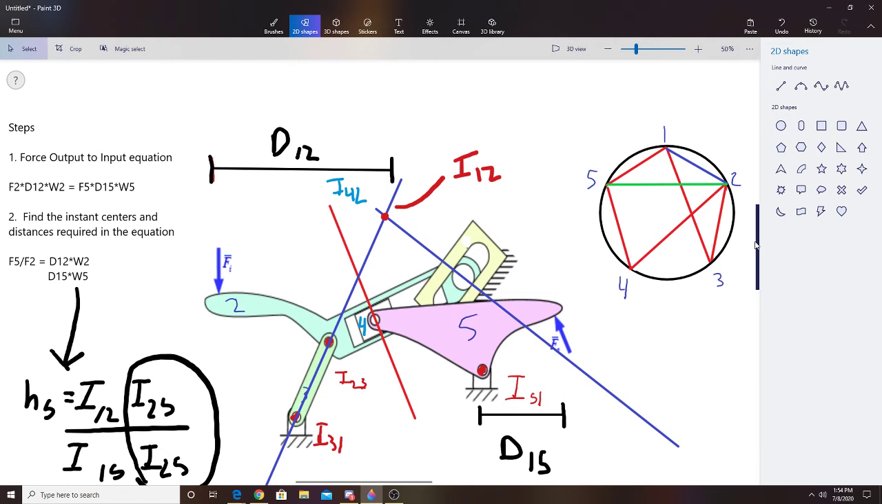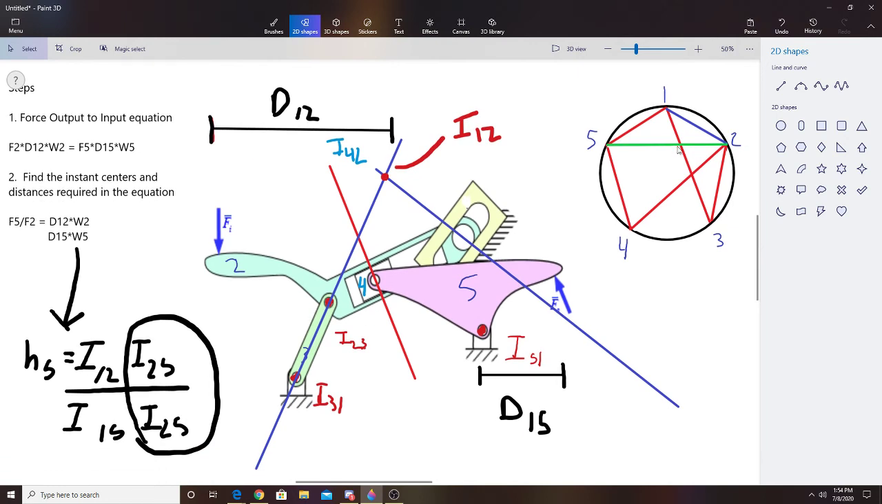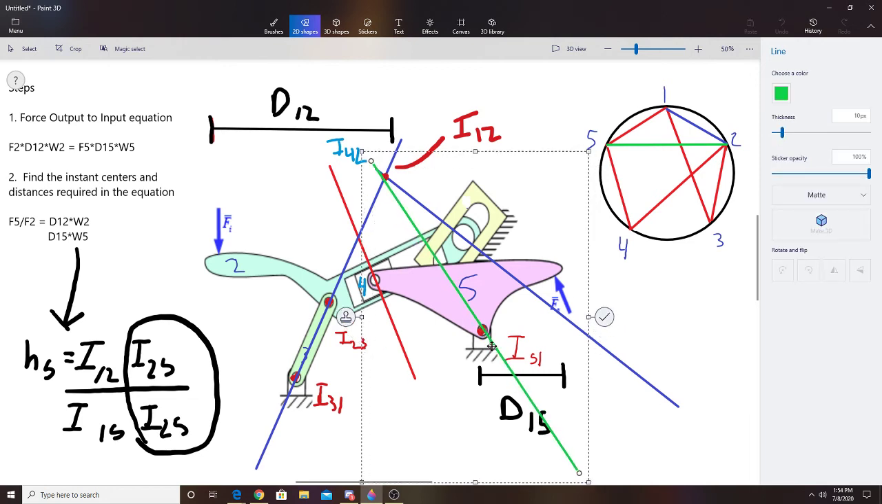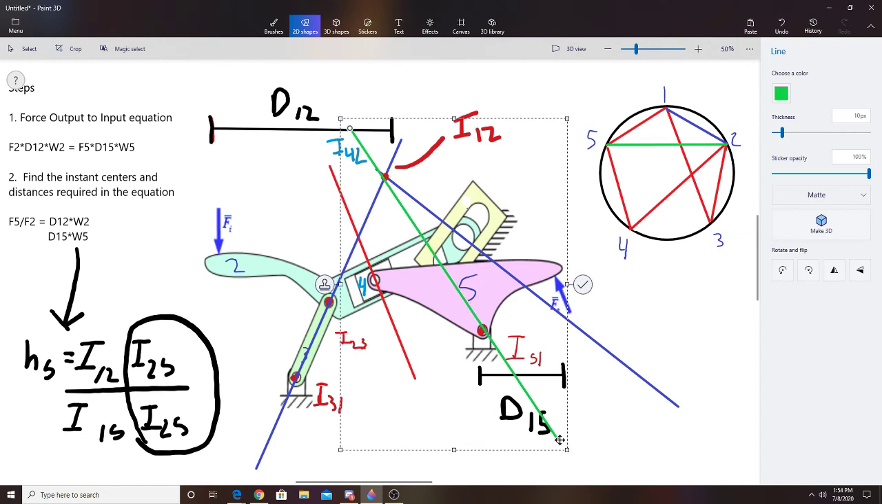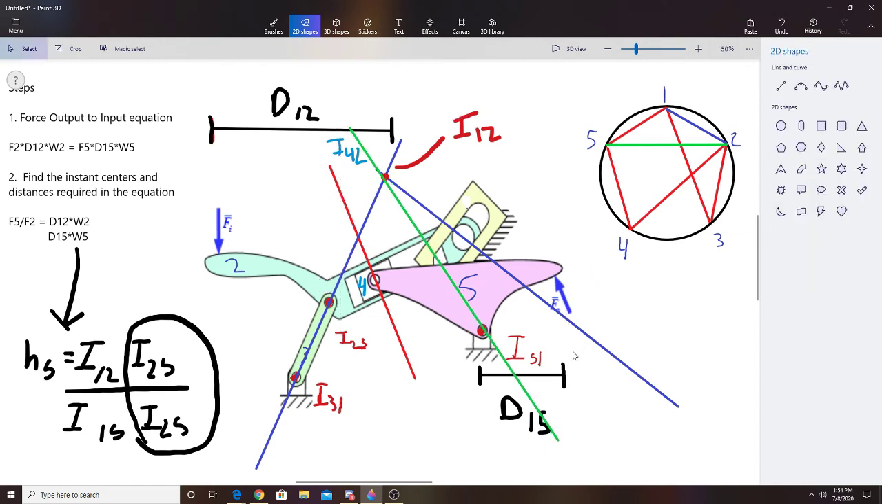So we need to find it. And it looks like we can do it pretty easily, right? We have I1,2 and I1,5. We can make one triangle, so we'll do that right now. So I1,2, which is right here, to I1,5, which is right here. So essentially it is that line, right? So it's that right here, from here to here.